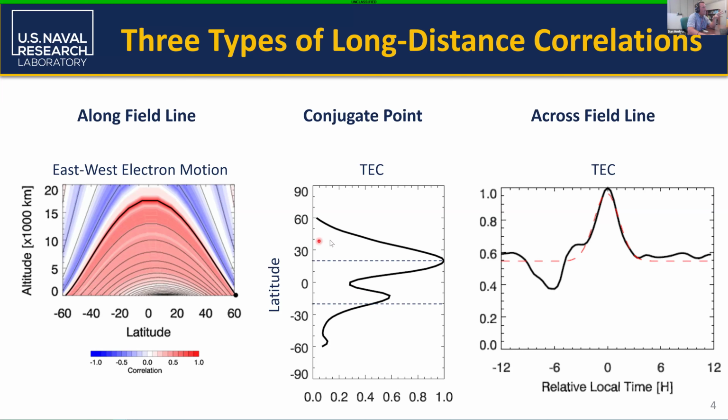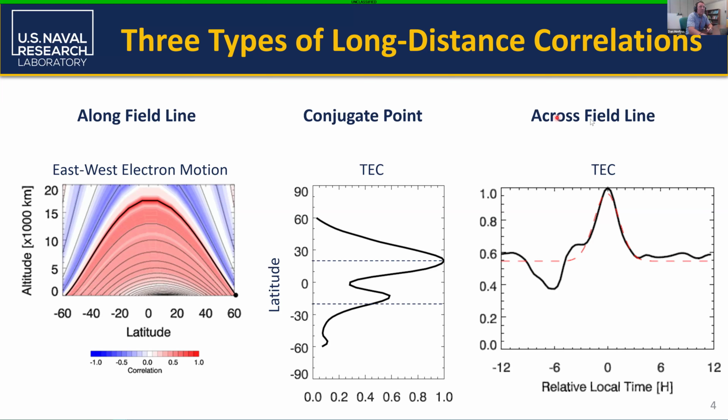So both of these can be thought of as owing their existence to the fact that the ionosphere is highly constrained by the geomagnetic field lines. But there are other correlations which are very long in space that have nothing to do with the field lines.